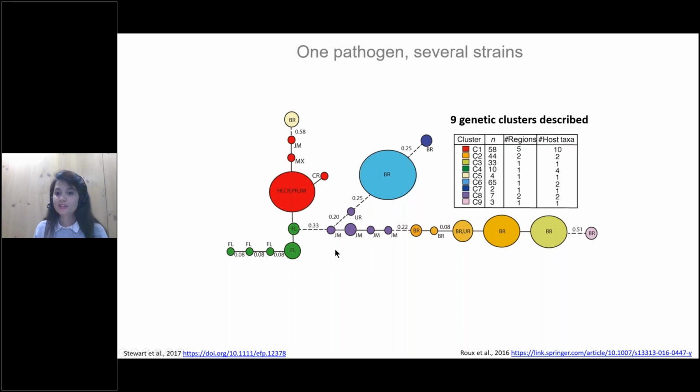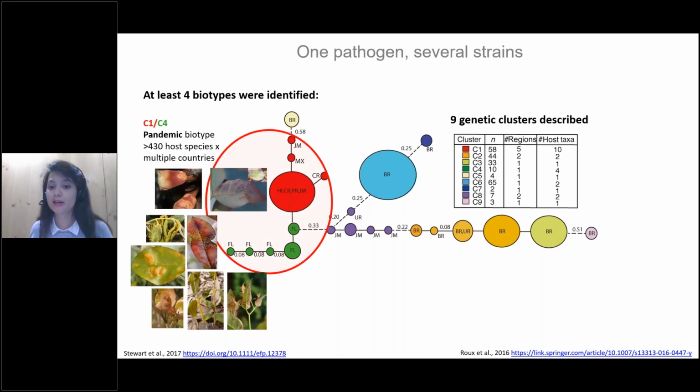And they have demonstrated distinct subnetworks or biotypes associated with these genetic clusters. So there are at least 4 of these biotypes that have been identified. One of these biotypes comprises the clusters C1 and C4, which include isolates that are able to infect a wide variety of host species, and which is also a biotype that has a wide distribution worldwide.